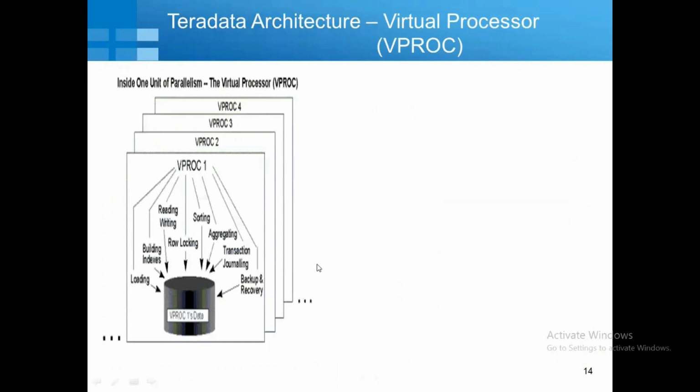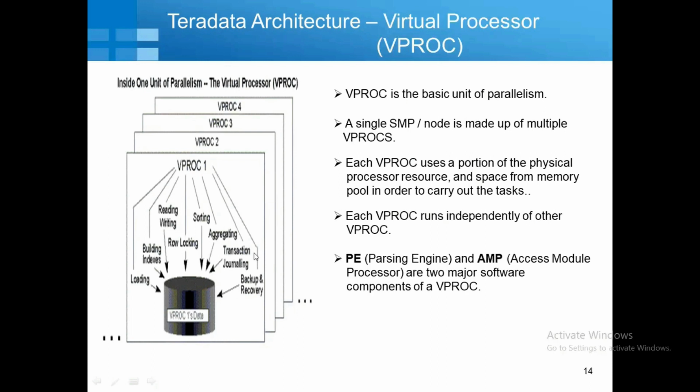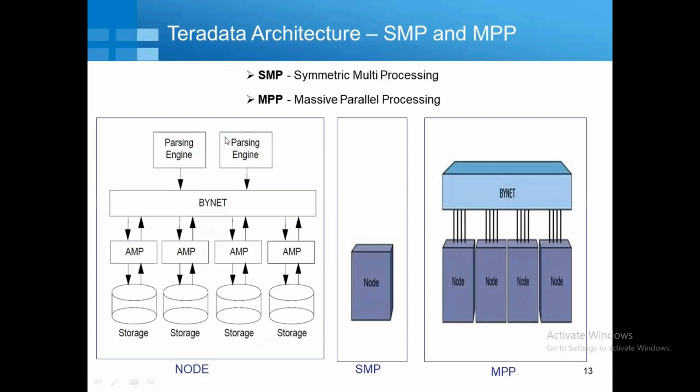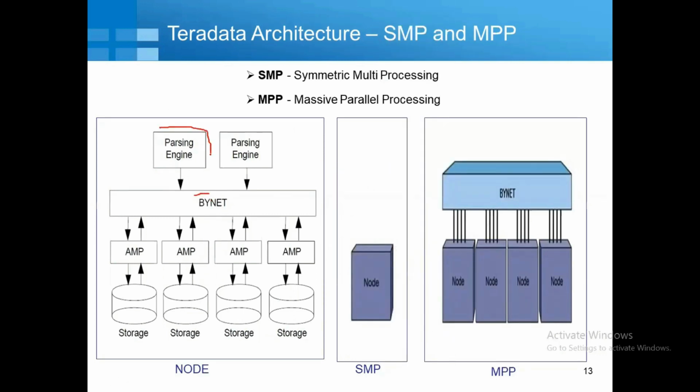If you look at the architecture, we will call it a virtual processor, or Vproc. One virtual processor is used for parallelism. The virtual processor is nothing but the parsing engine and AMP. The combination of parsing engine and AMP is called a virtual processor, Vproc.